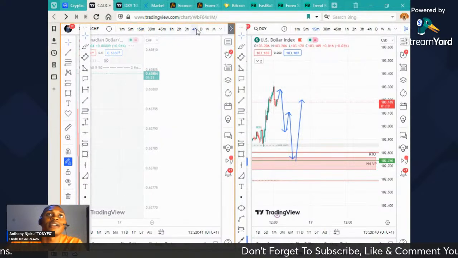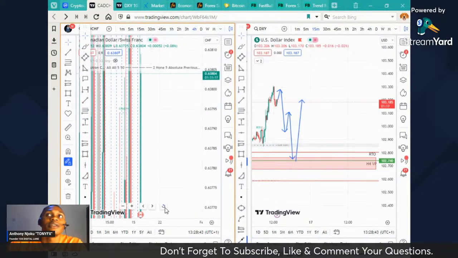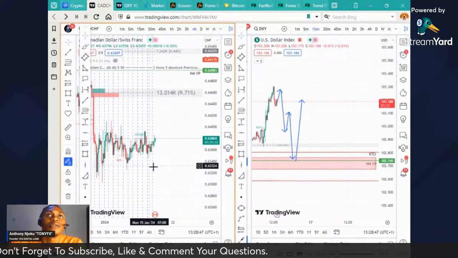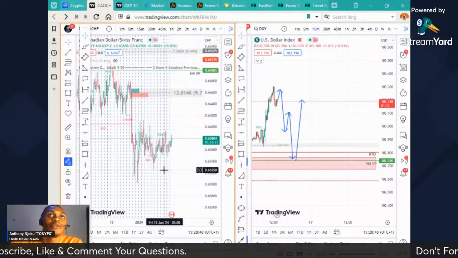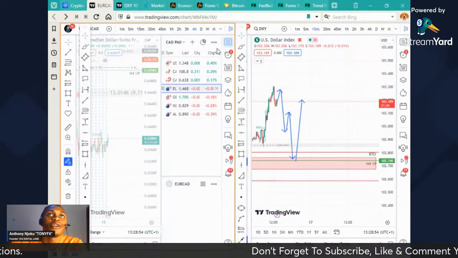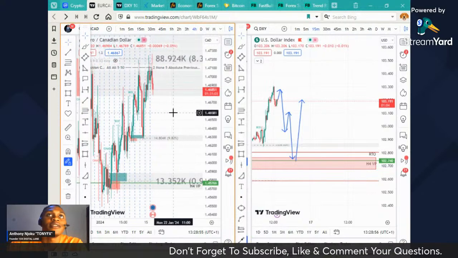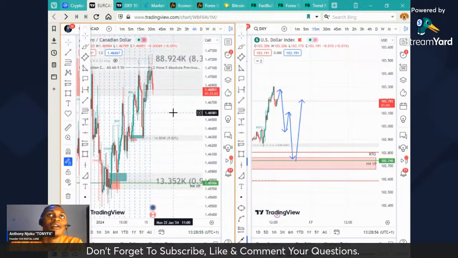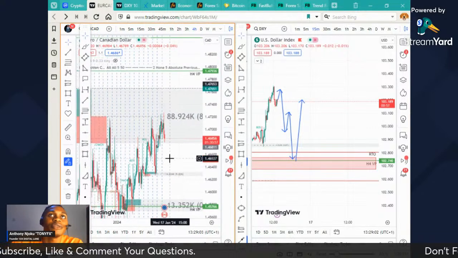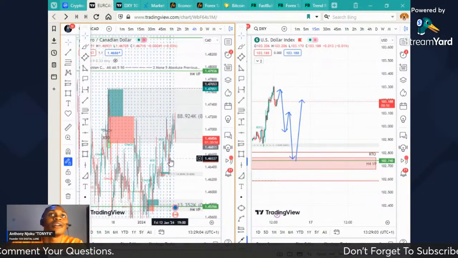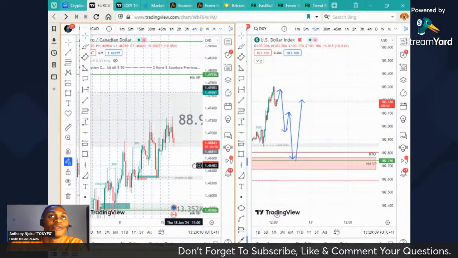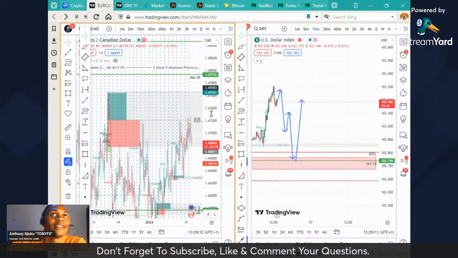Then let's see CAD Swiss franc. Let's go to the 4 hours time frame first. Okay, this one is different, so let's go off this. Really complex. Let's see EURCAD. Okay, EURCAD is leaving a resistance point, which is really interesting, and I can see there's a lot of choppy moves.